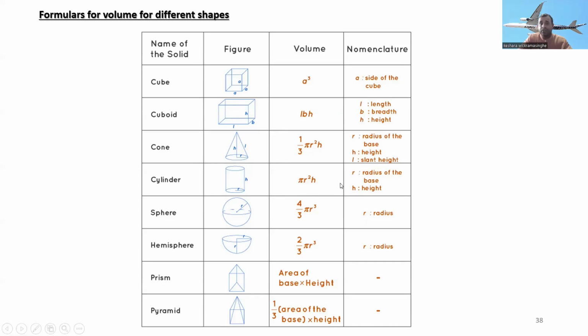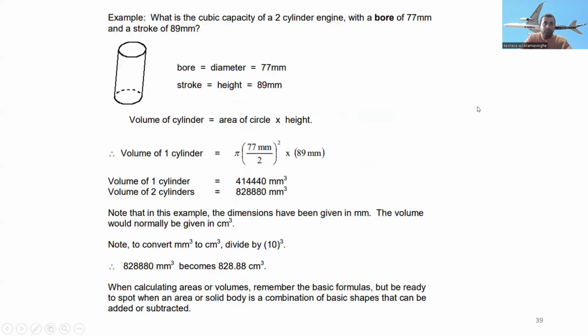And the cylinder, π r squared h, and the sphere you can see 4 upon 3 π r cubed, r is the radius, and the hemisphere 2 upon 3 π r cubed, and the prism, area of the base into height, and the pyramid 1 upon 3 area of the base into height. Just remember these formulas, very important for you.